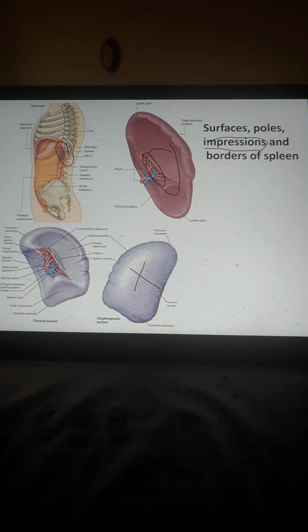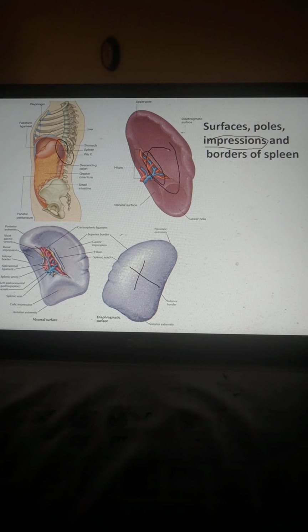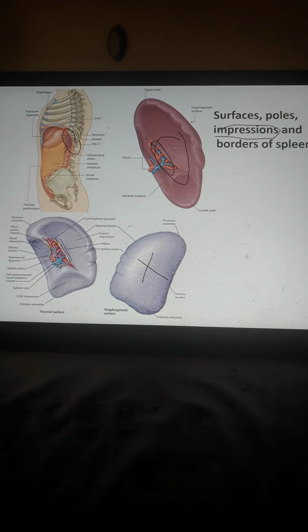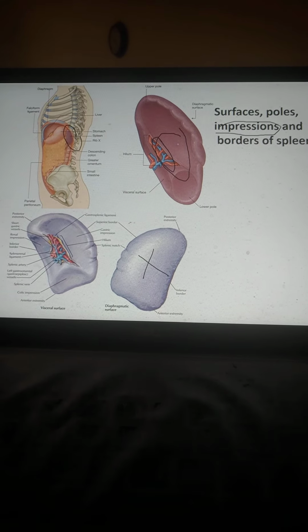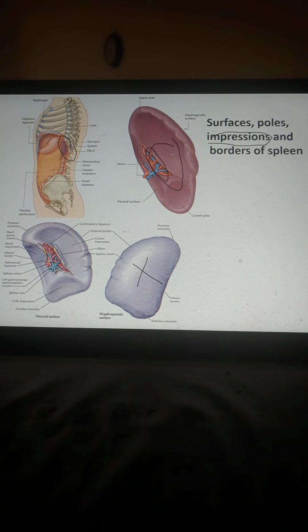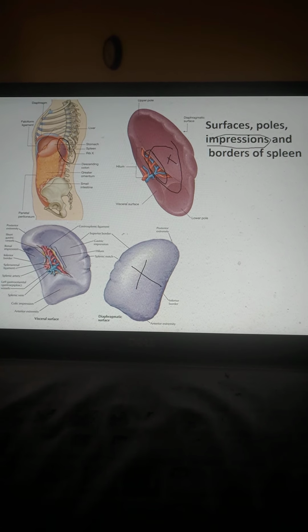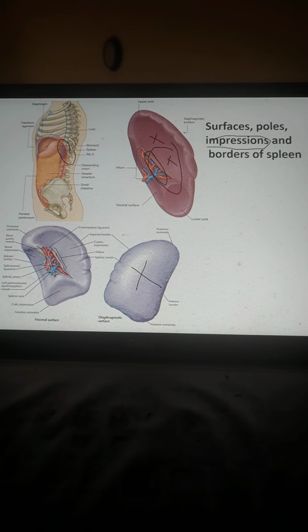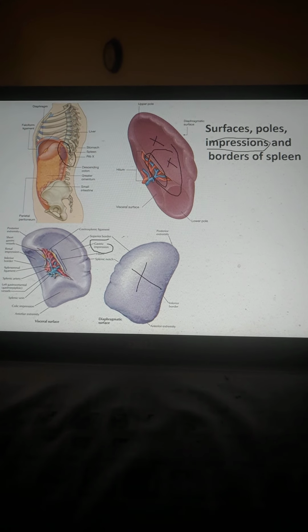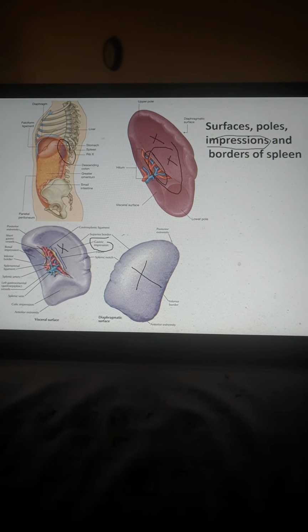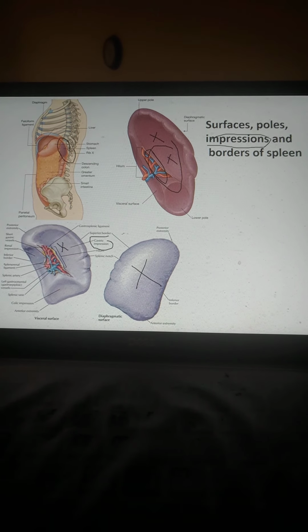Impressions. Impressions are the spaces, or foci, which are related to the organs in direct contact with the spleen. For example, here is the impression of the stomach. So it's gastric impression here, gastric impression here. Here is related to the body of the stomach and the greater curvature, of course.